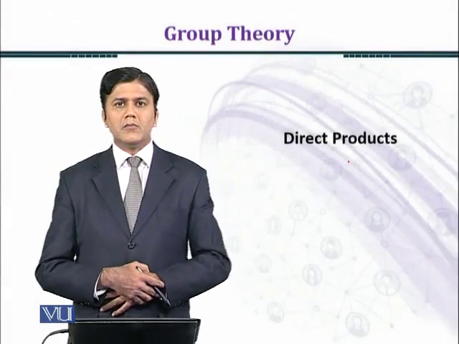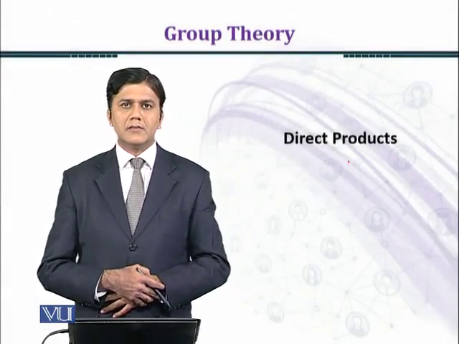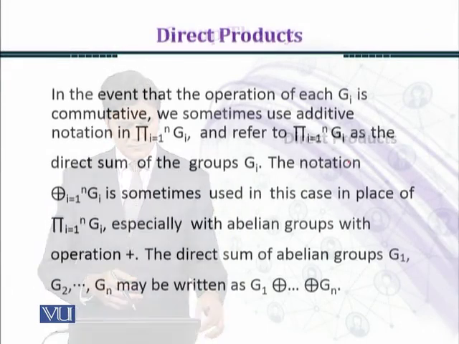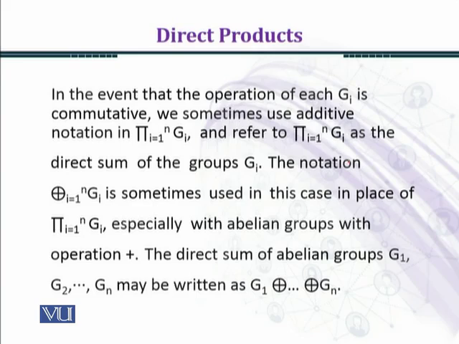In this module, we shall discuss some more results on direct products. In the event that the operation of each Gi is commutative, we sometimes use additive notation in the direct product i equal to 1 to n Gi and refer to the product i equal to 1 to n Gi as the direct sum of the groups Gi.